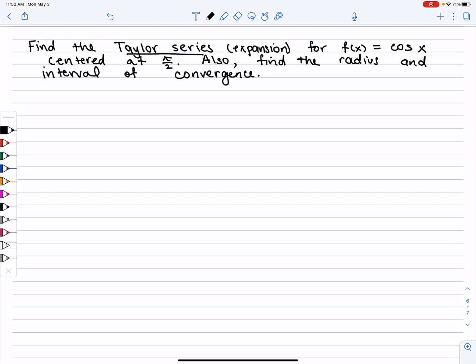I want to remind you that f of x is equal to sigma as n goes from 0 to infinity of the nth derivative evaluated at a over n factorial times x minus a to the nth power. And this is for absolute value of x minus a less than r.